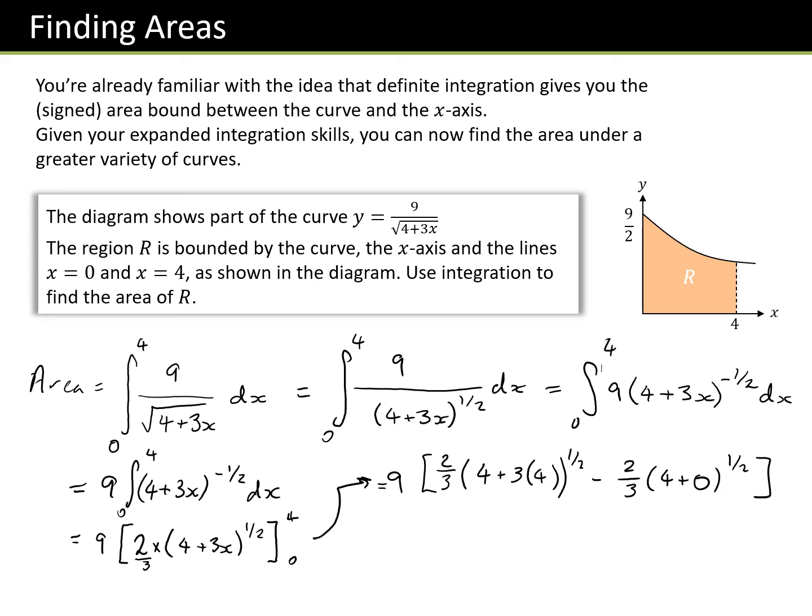Now, if we continue with this, we've got 9 lots of, so 4 plus 12 is 16. 16 to the power of a half is 4. So 4 times this is 8/3. 4 plus 0 is 4. To the power of a half is 2. So minus 4/3. So we've got 9 lots of 4/3, which is 9 times 4/3, 9 divided by the 3 is 3, so overall 12. Okay.